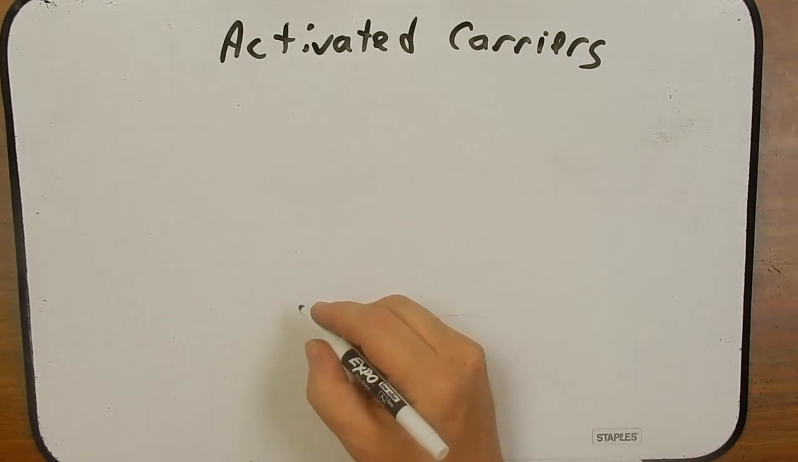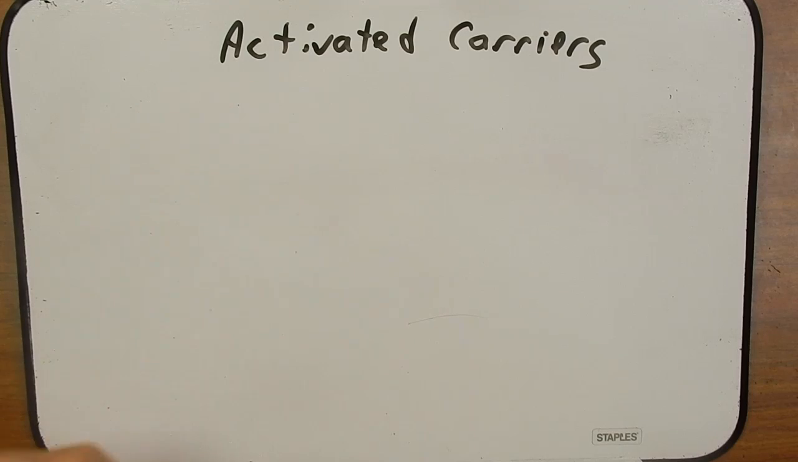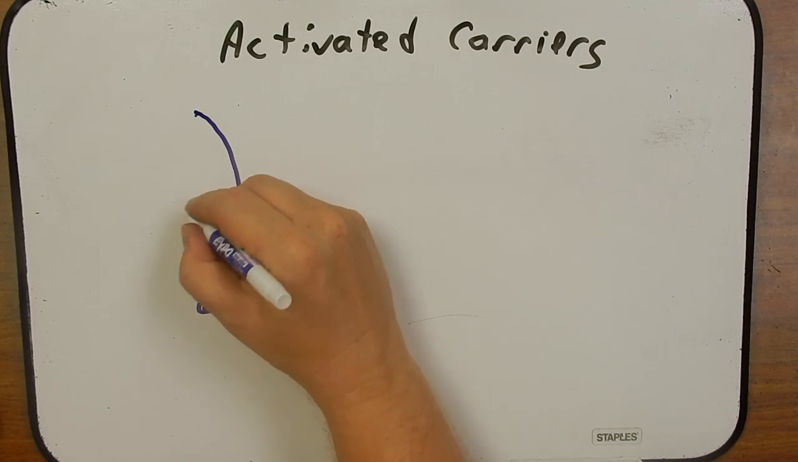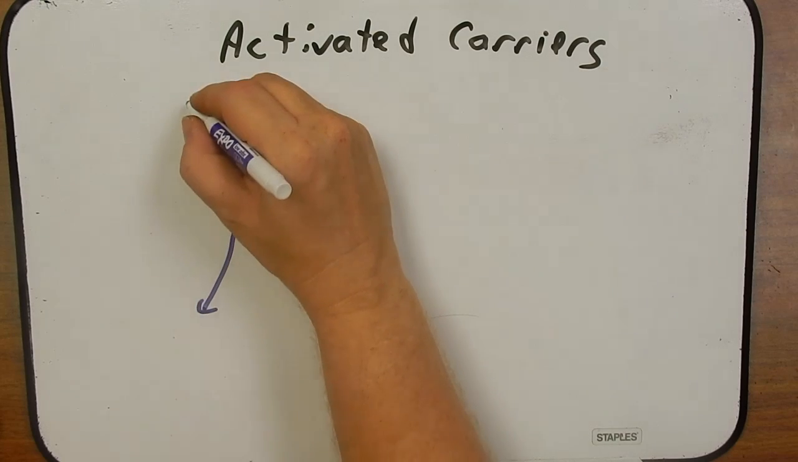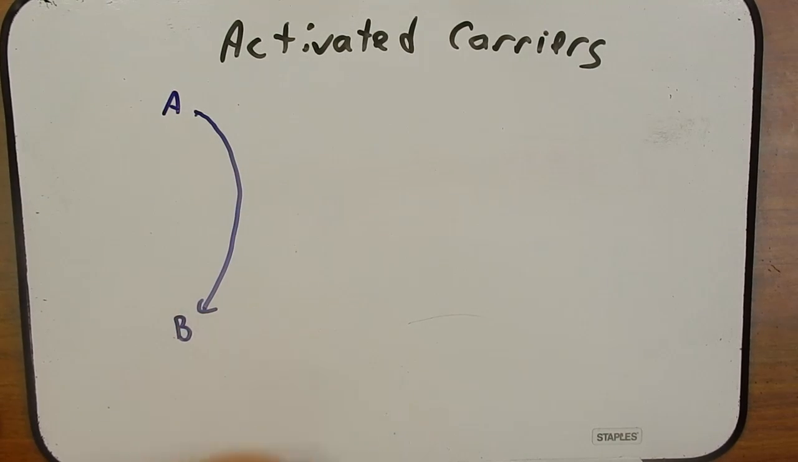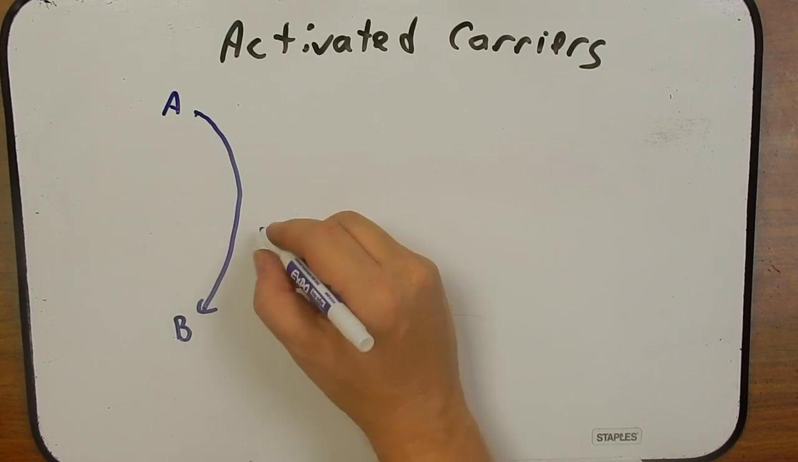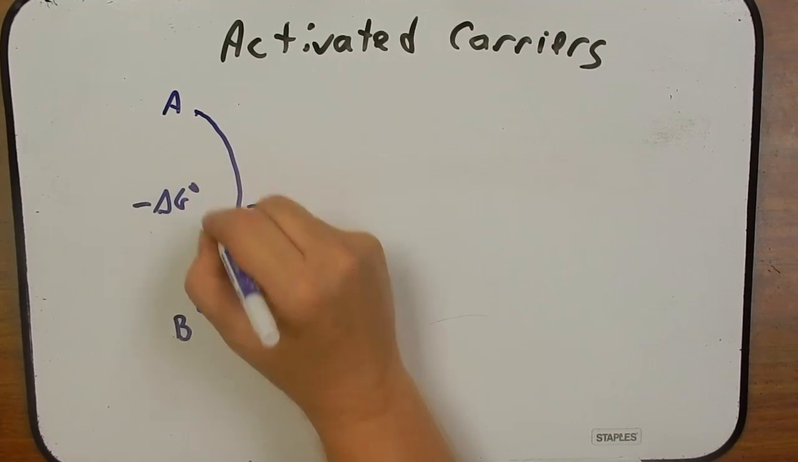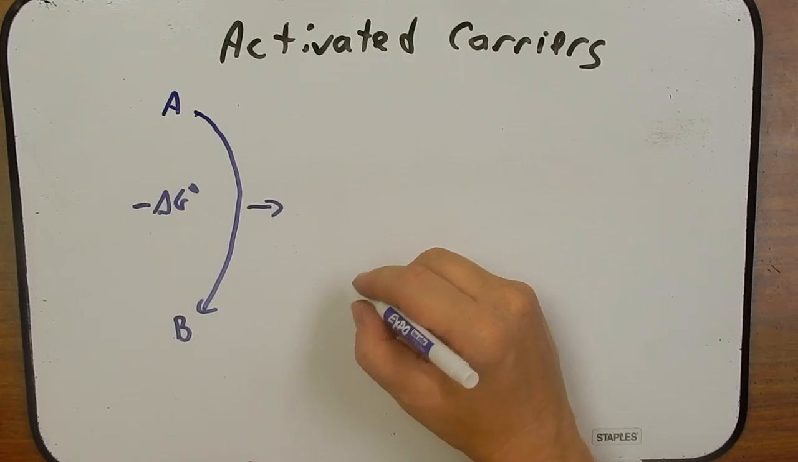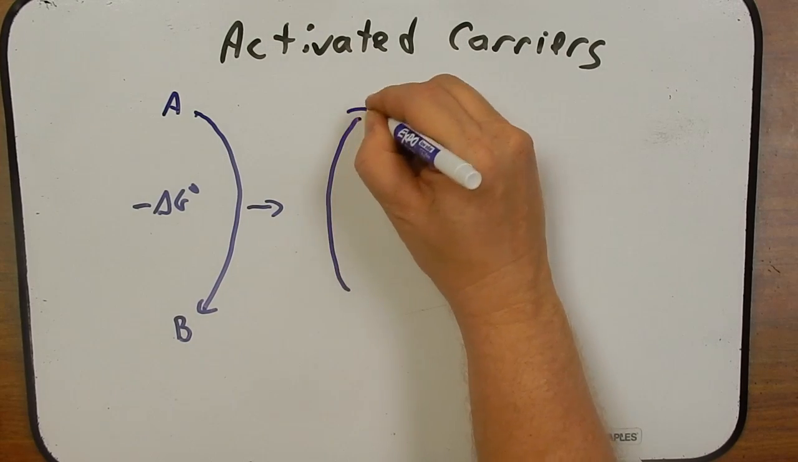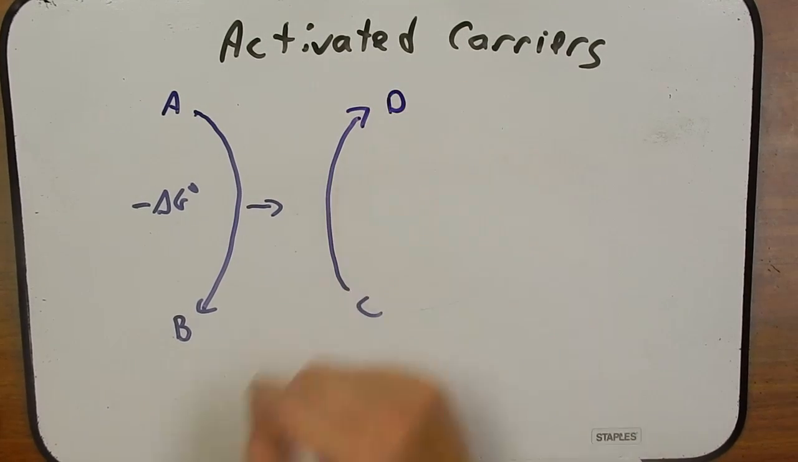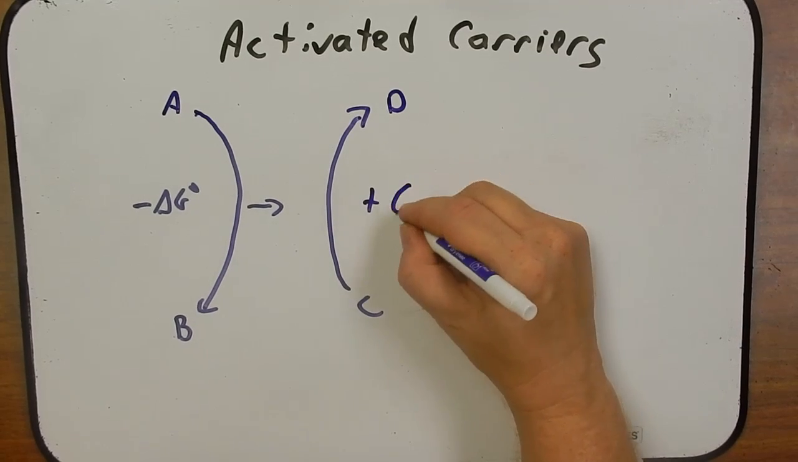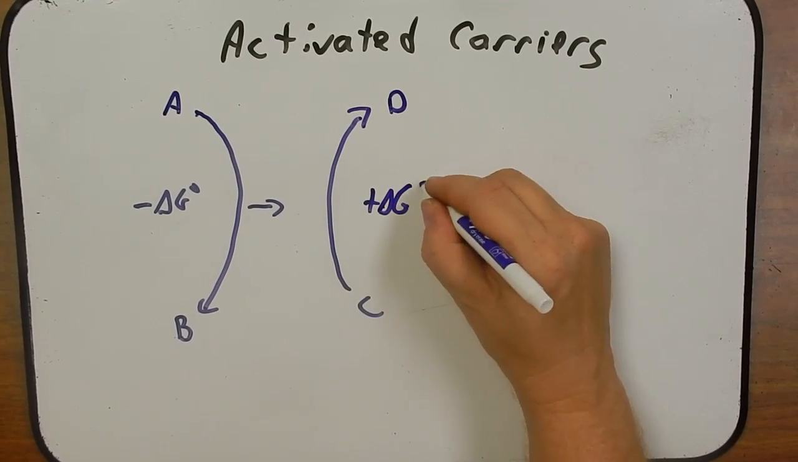In the previous podcast we talked about certain kinds of coupled reactions. We talked about how a favorable reaction going from A to B could occur, and that the energy produced from this, because this is a negative delta G0, could drive this unfavorable reaction going from C to D. It had a positive delta G0.